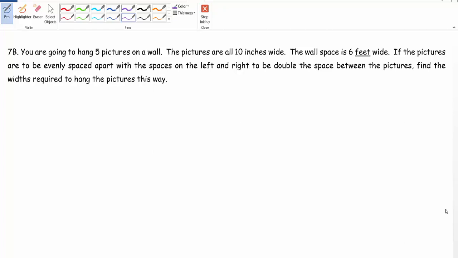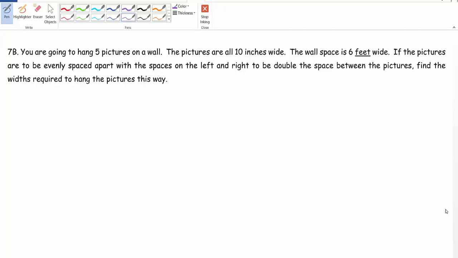Here we are at problem 7b from our target 3. We're asked, you're going to hang 5 pictures on a wall, and the pictures are 10 inches wide. Now the total space is 6 feet wide for this wall. If the pictures are to be evenly spaced apart, with the spaces on the left and the right to be double the space in between the pictures, what are all the widths?